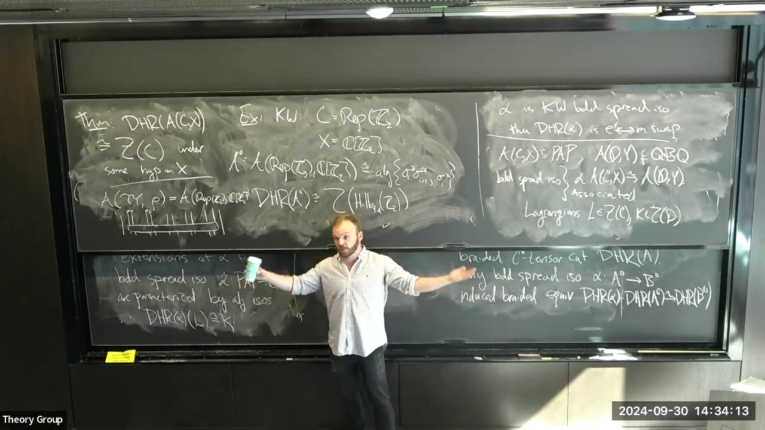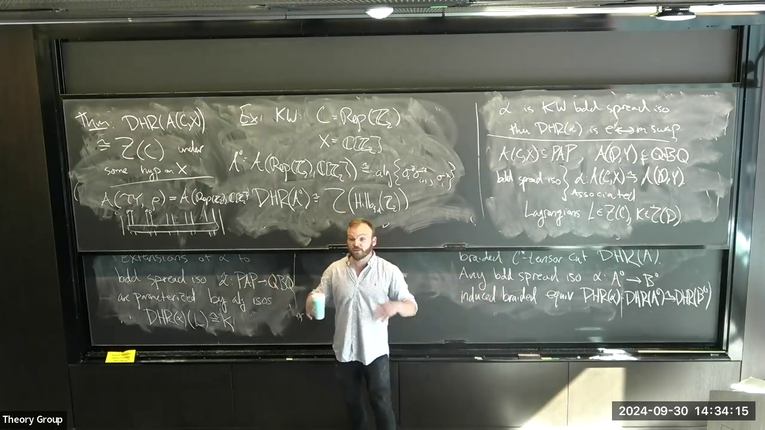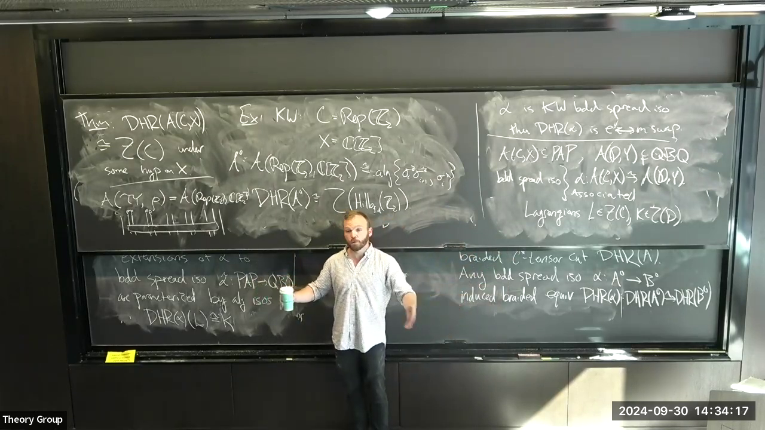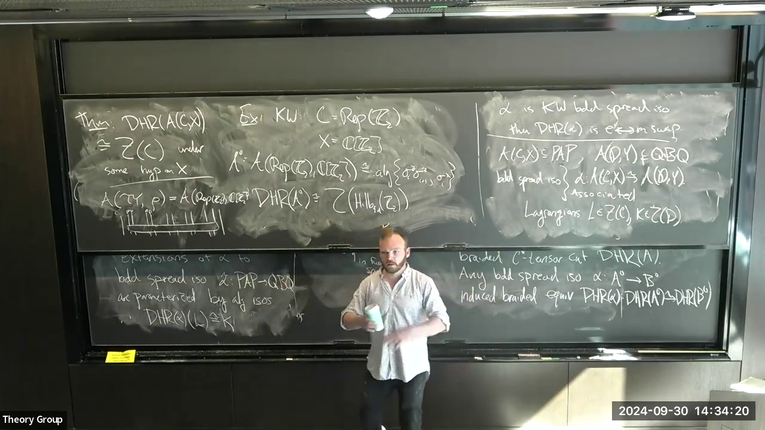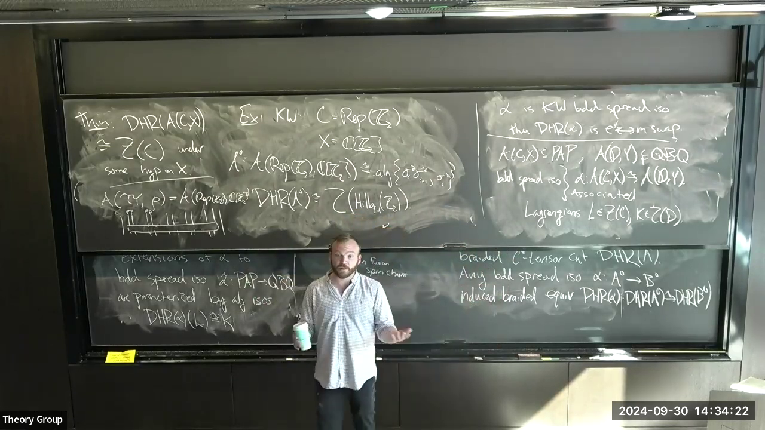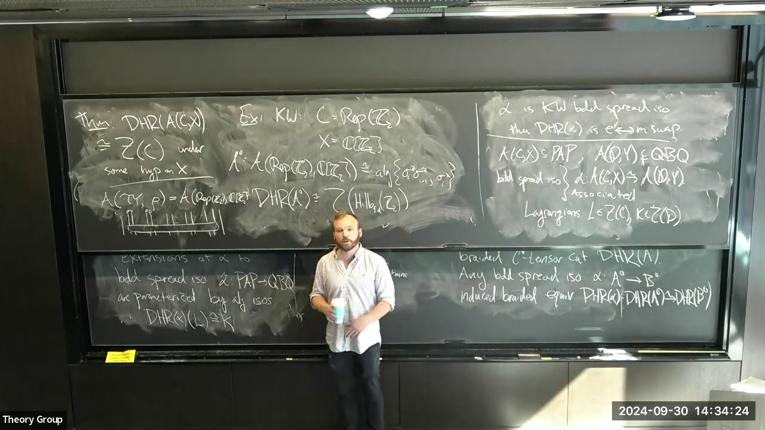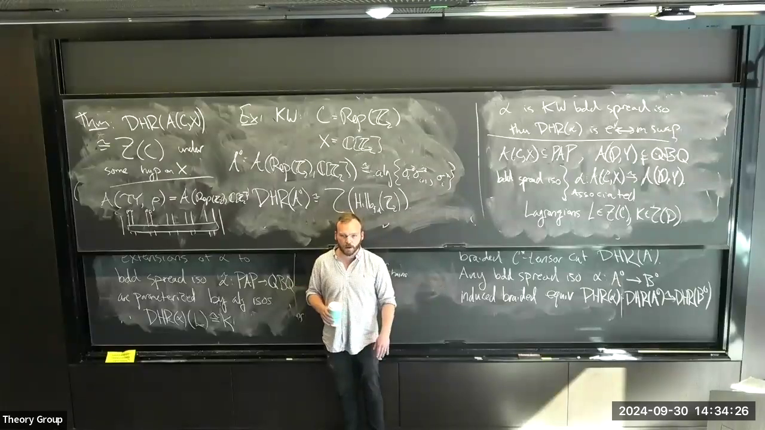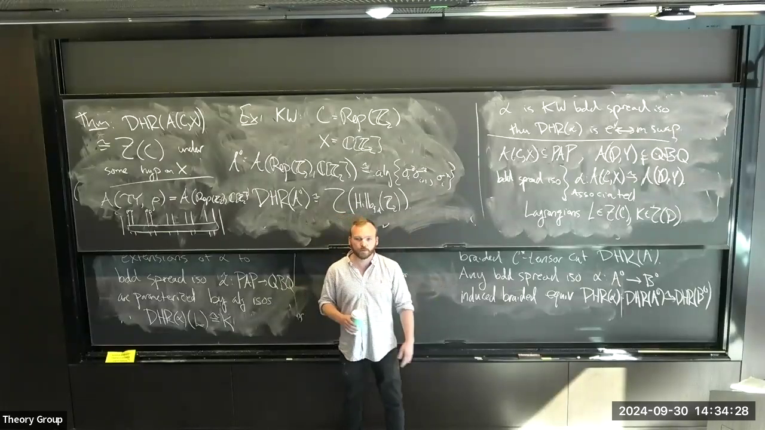So there should be a DHR braided fusion 2-category. It's just very hard to write down and prove. I mean, I can even tell you what the line defects and stuff are supposed to be. It's just very hard to prove something's a braided fusion 2-category, but that is an ongoing project. And in general, you should have a braided fusion n-category.